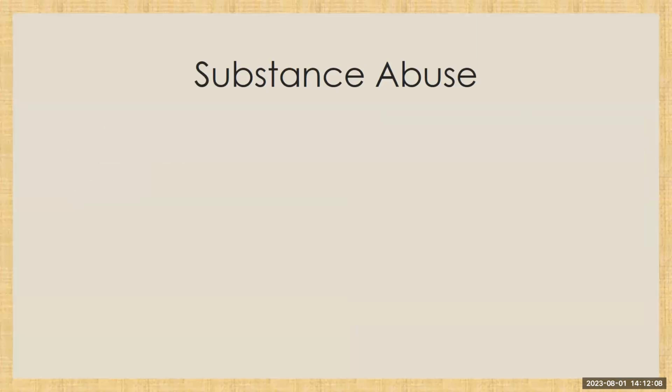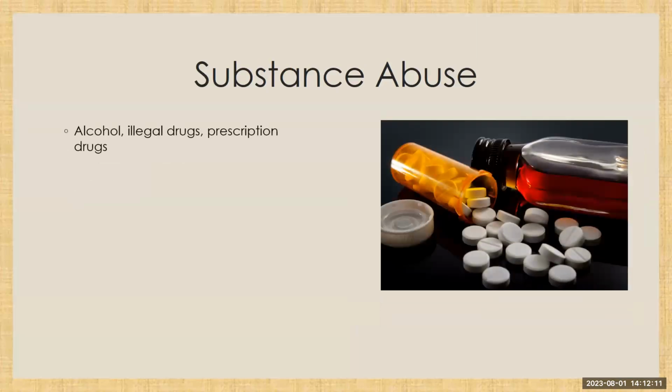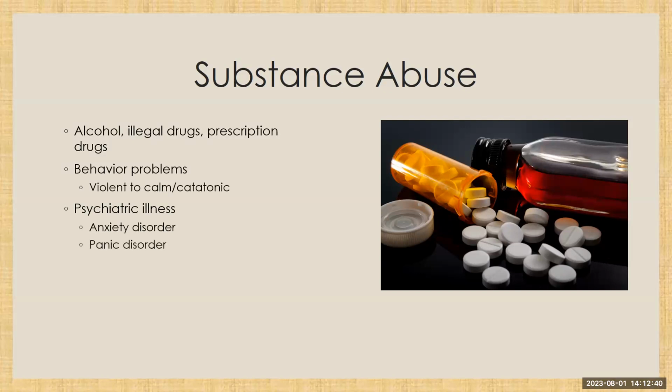Substance abuse patients have issues with substances such as alcohol, illegal drugs, or prescription drugs. These patients can be quite a challenge as they may also exhibit behavioral problems. Often the substance abuse patient's behavior can range from violent to calm to catatonic, and this would all be based on the patient's drug of choice and how much has been ingested. Many substance abusers also suffer from coexisting psychiatric illnesses such as anxiety disorders, panic disorders, depression, and bipolar syndrome. The presence of a counselor or social worker will be beneficial to the healthcare team and the patient.